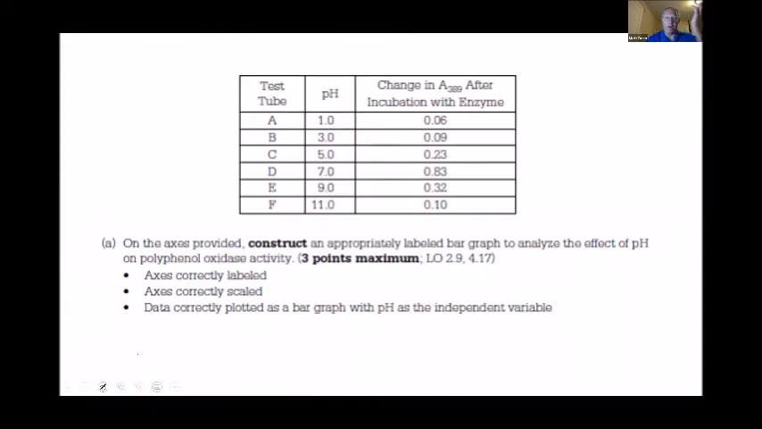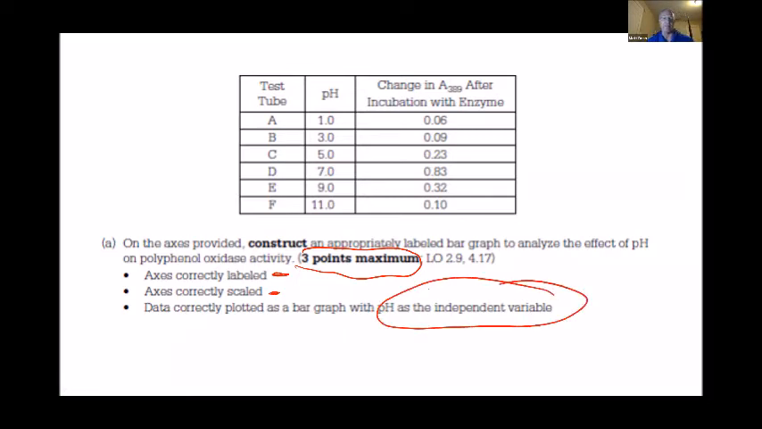By the way, here's the grading rubric. This is how you would be graded on the part A. So notice you could have earned 3 points on part A. 1 point for labeling your axis correctly, pH on the X, change in A99 after incubation with enzyme on the Y. You correctly scaled it, so your lines made sense as far as what the lines represented. And then that you correctly made a bar graph. And notice it's ensuring that pH is the independent variable, and that should be on the x-axis. So that's how you get those 3 points.